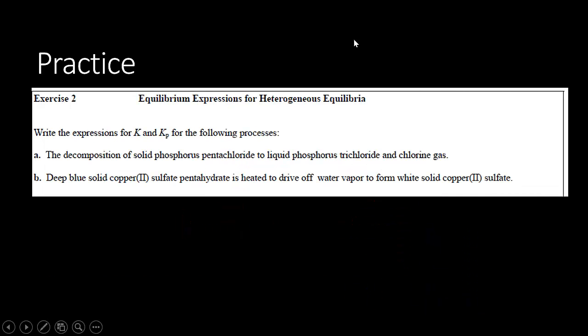If we're not given an equation, we have to write an equation and balance it. So solid phosphorus pentachloride decomposes into liquid phosphorus trichloride and chlorine gas. And again, this is an equilibrium because chlorine gas and phosphorus trichloride could collide to produce solid phosphorus pentachloride. Balancing, this reaction is balanced because 1 phosphorus makes 1 phosphorus, and 5 chlorines makes 3 plus 2, which is 5 chlorines. So the reaction's balanced as is. I don't have to do anything.